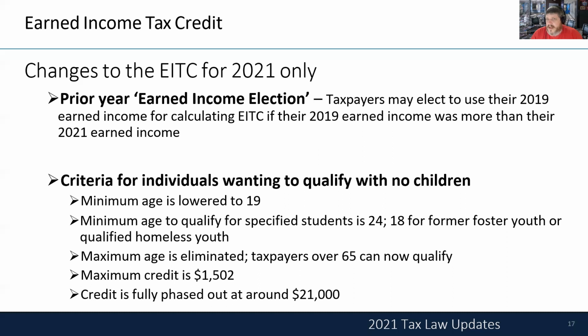For individuals who have no qualifying children, the EIC is pretty low and the income limit is pretty low as far as what they actually qualify for. So I don't know that you're going to have a whole bunch of people that this affects, but it could affect some.